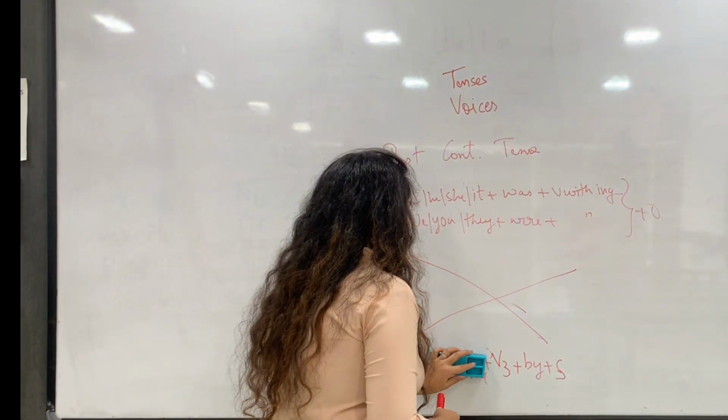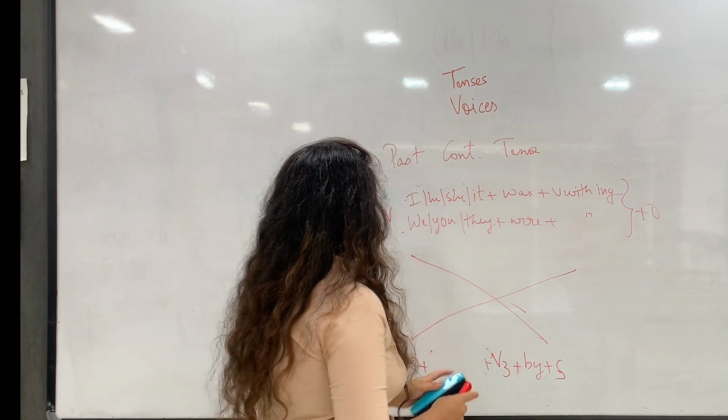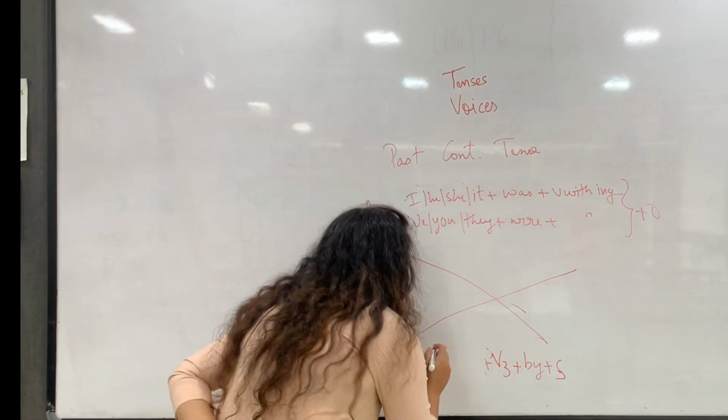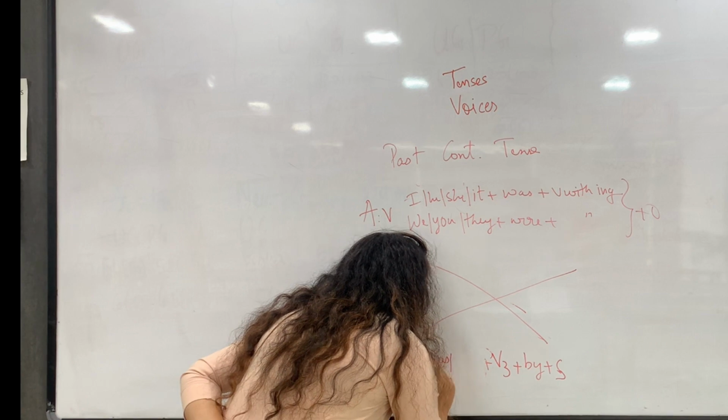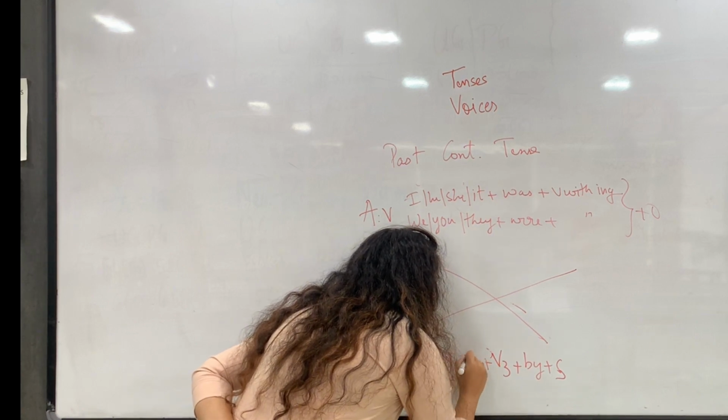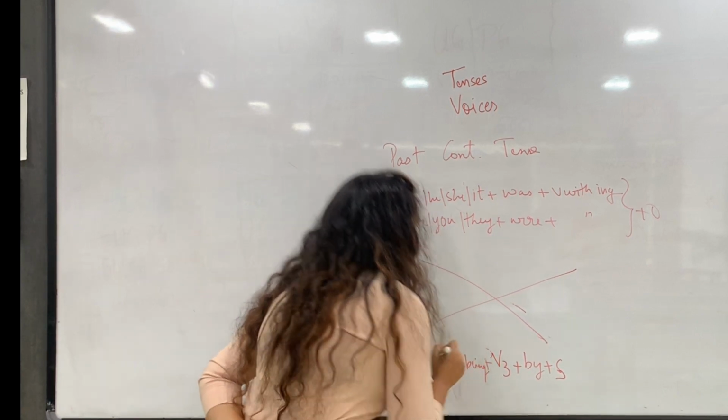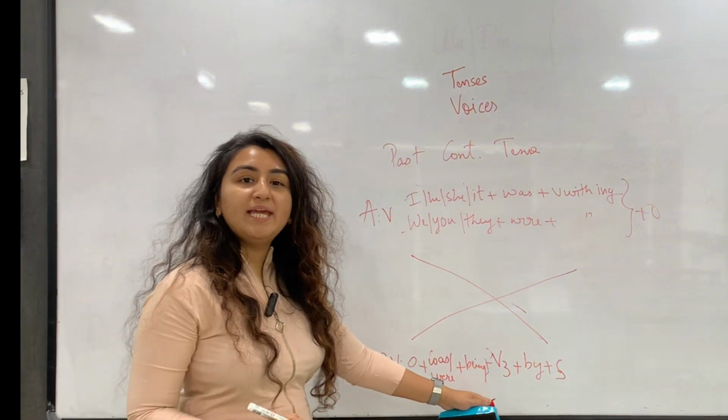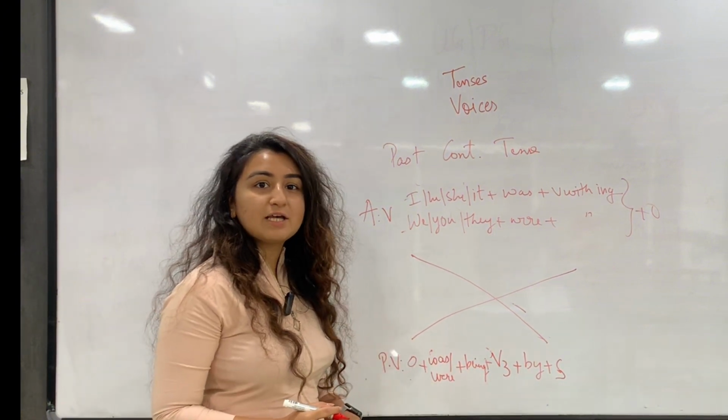Yes, and then again you make a cross. With was, were, you add being. Was, were plus being plus V3. That is how you add.